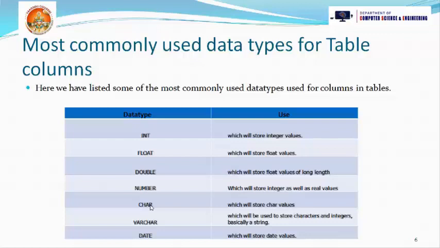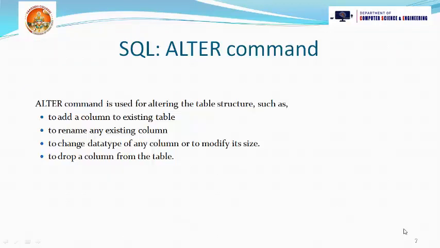And date allows values in the form of date. For example, it is used to declare variables like date of birth and date of join. The second command is alter command. It is used to alter the table. Altering the table is nothing but adding or deleting columns in an already existing table, or changing the name of a particular column, or changing the data type or the size of a particular attribute.